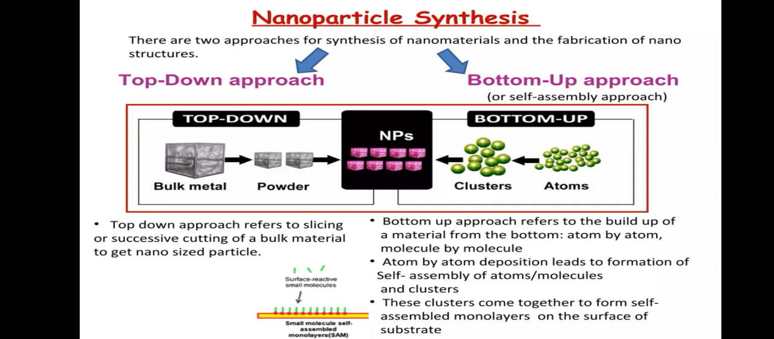Next is also a diagram that shows the top-down approach and the bottom-up approach, but additional points are given in this diagram. The top-down approach refers to slicing or successive cutting of a bulk material to get nano-sized particles. Most of the time, it involves physical approaches like cutting, grinding, etc. But the bottom-up approach refers to a build-up of a material from the bottom, like atom by atom or molecule by molecule. Atom by atom deposition leads to the formation of self-assembly of atoms, molecules or clusters. These clusters come together to form self-assembled monolayers on the surface of the substrate.